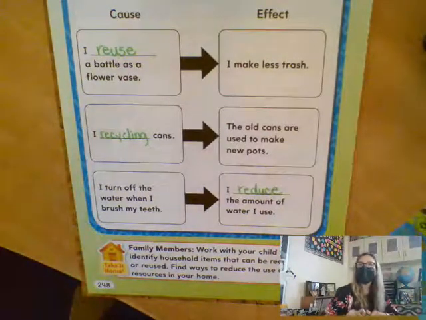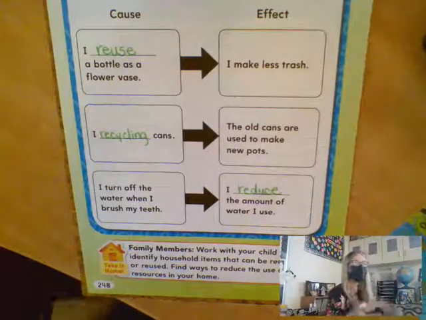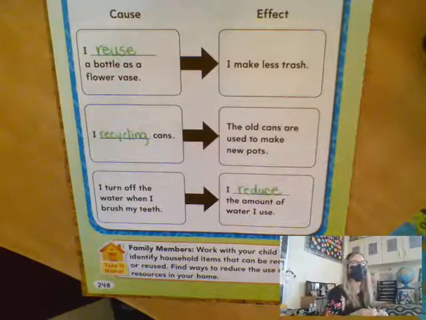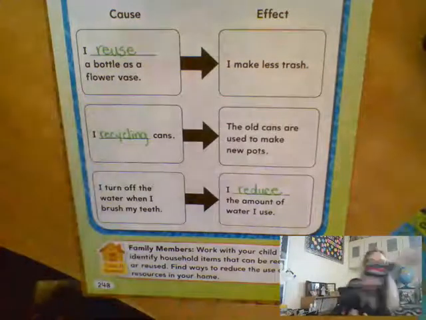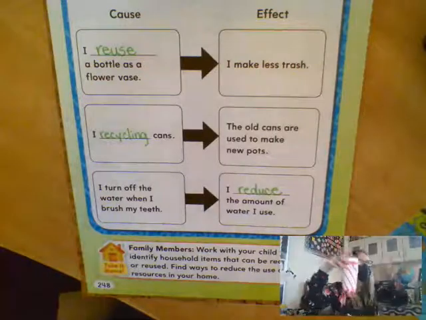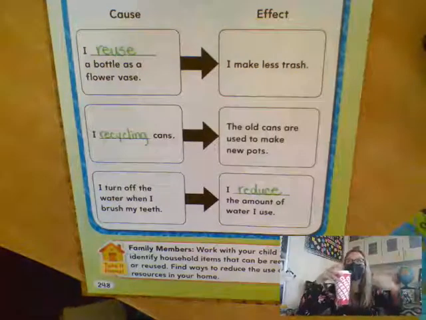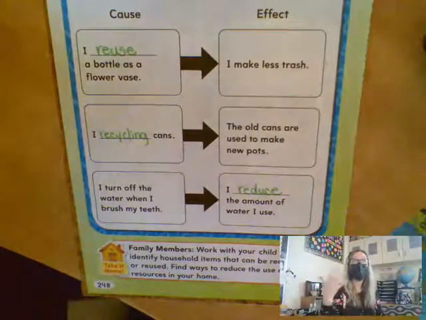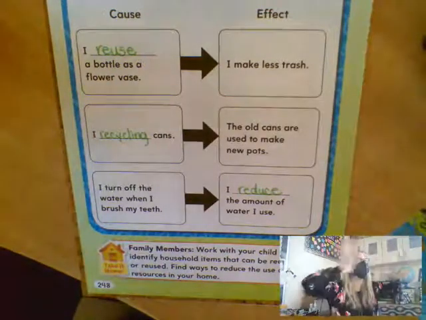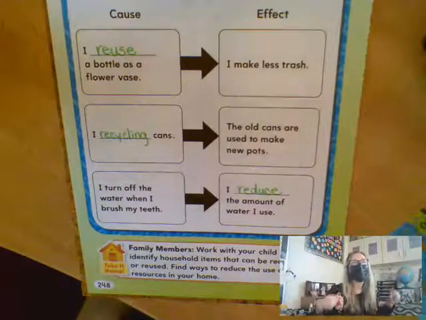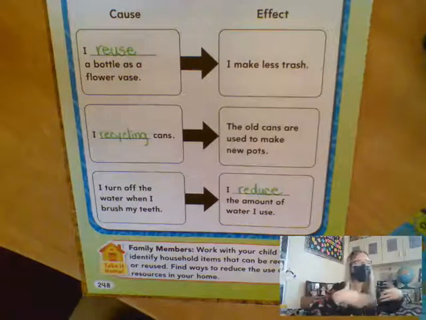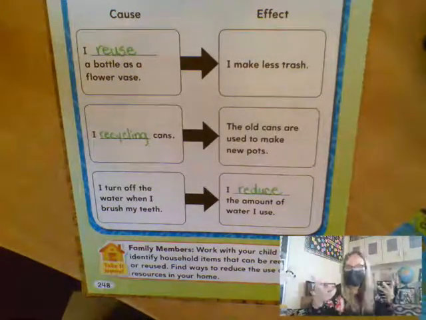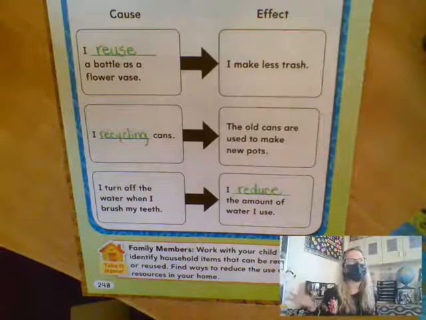Reusing is when we use something as it is, but we use it for a different purpose. For example, I take an empty cup like this, and I fill it with dirt and plant a plant in it. I've reused it in a different way. Recycling is when we actually send it to a factory, they melt it down and change it into something new. Like if we turn in our water bottles and they melt them down and make shirts, or we turn in our milk jugs and they melt them down and make a slide for the playground.